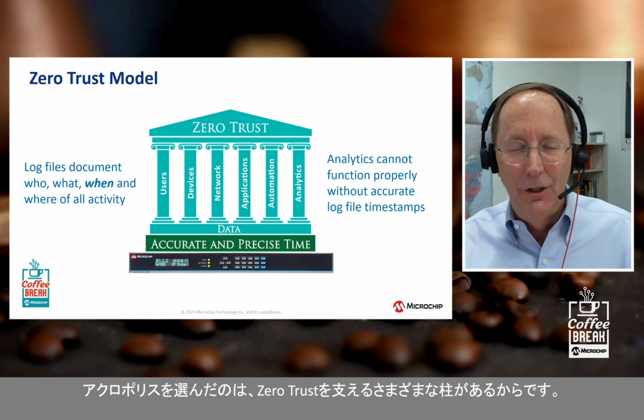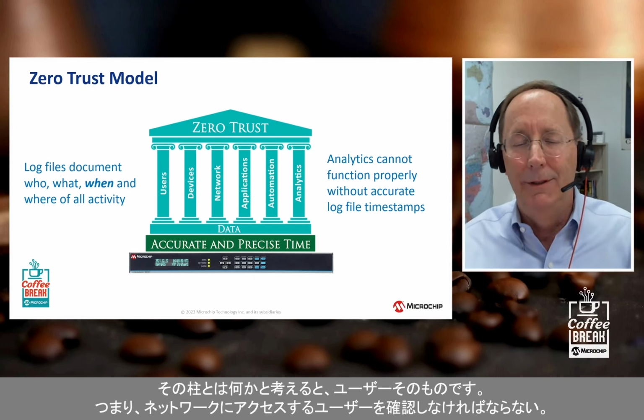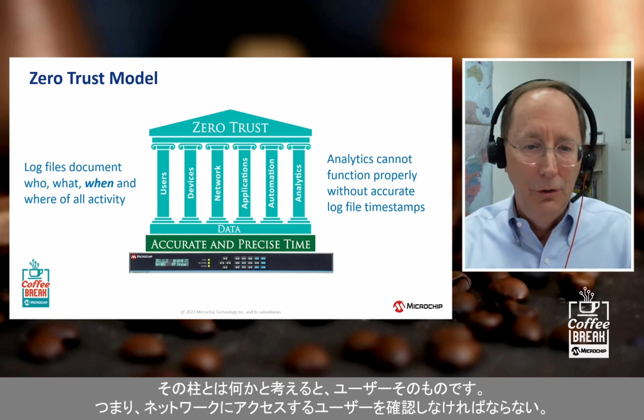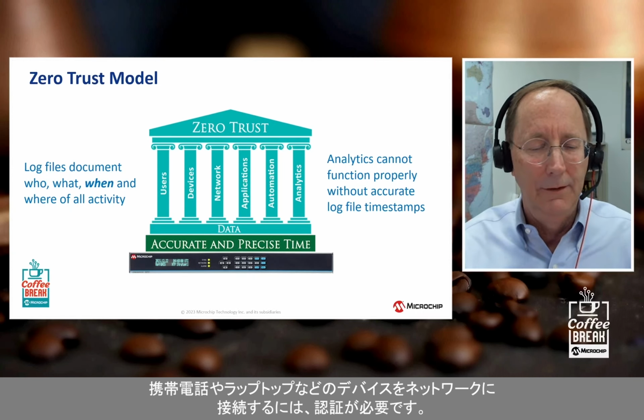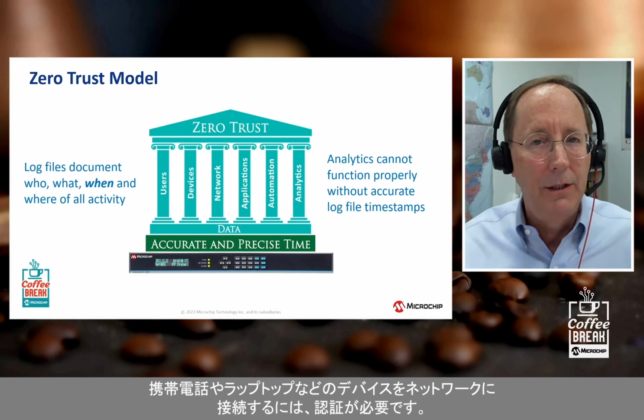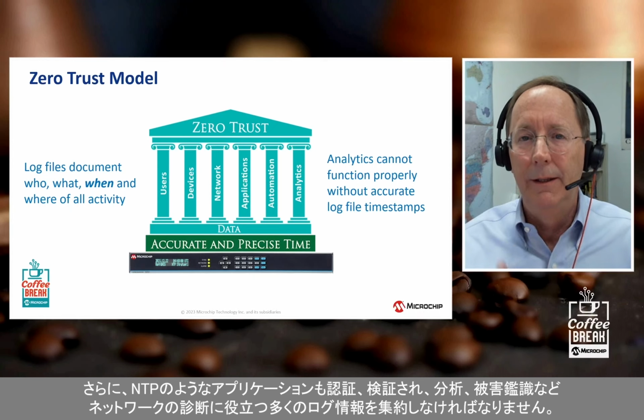All right, so we've talked about the concepts and why it matters. Let's look at a zero trust model. What are the key elements that need to be considered in this model? Yeah, so they call it a zero trust architecture, so they conveniently come up with a structure. In this case, they picked an Acropolis because there's all these different pillars, if you will, that hold up zero trust. And if you think about what a pillar is here, they've got users. So we got to verify users to access the network. We have to verify devices like your phone or your laptop or whatever to the network. And it goes on. Applications like NTP, Network Time Protocol, has to be authenticated and verified.